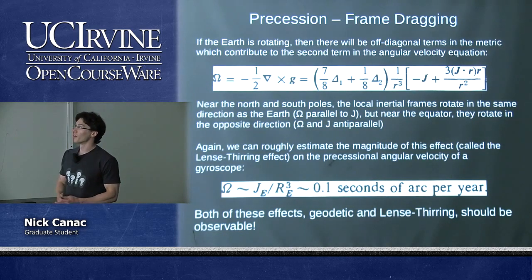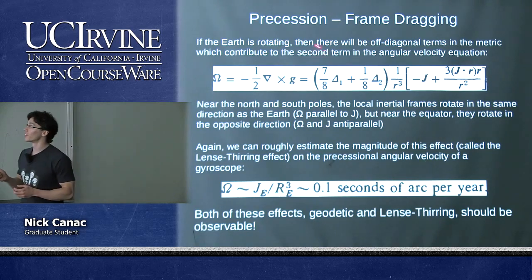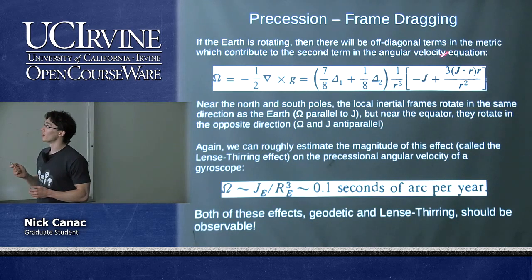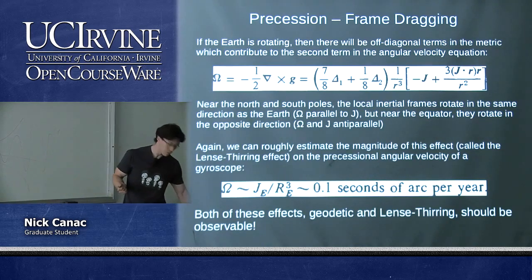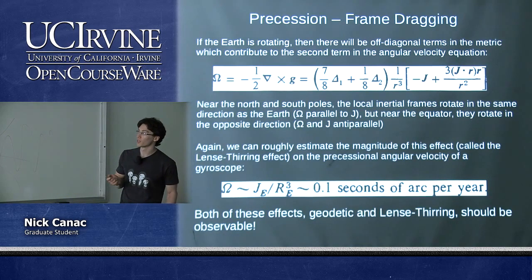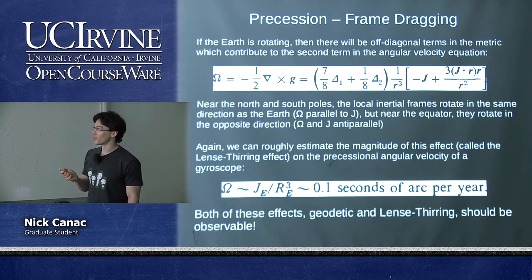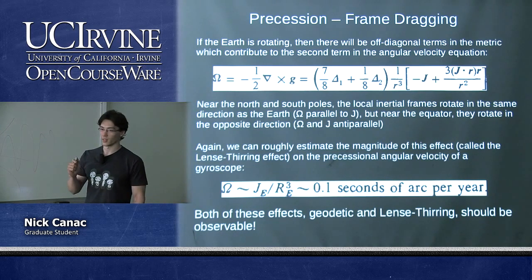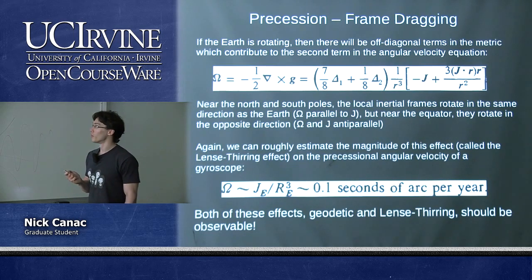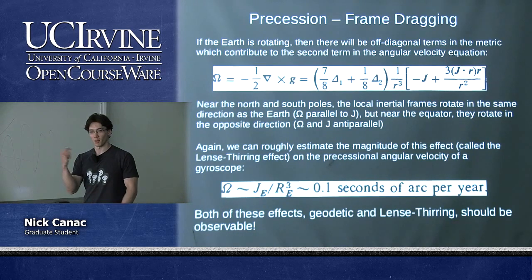Now if the Earth is rotating, and I've been assured that it is, then you get the off-diagonal terms in the metric. So this term in the angular velocity equation, if you work out what those are, you end up getting this expression, where these deltas, again, are just PPN parameters, and they're equal to 1. And so this whole thing right here is just equal to 1. Qualitatively, if we study this, what we see is that near the north and south poles, an object will rotate in the same direction as the Earth. But if you're closer to the equator, you actually rotate in the opposite direction.